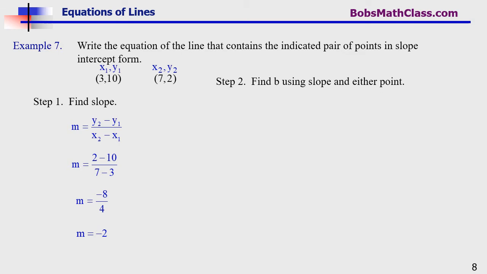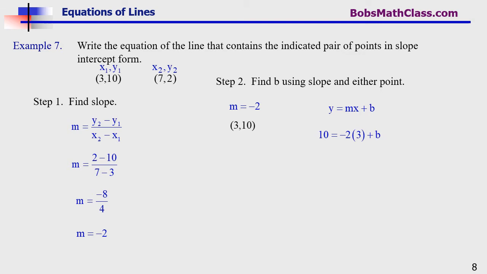Our second step is to find b, and you could use either point. You could use the (3, 10) or the (7, 2). And we're going to use y equals mx plus b. So I'm going to use the (3, 10), but you can use the (7, 2). It'll come out to be the same thing. So replace y with 10, m with negative 2, and x with 3. And then solve for b.